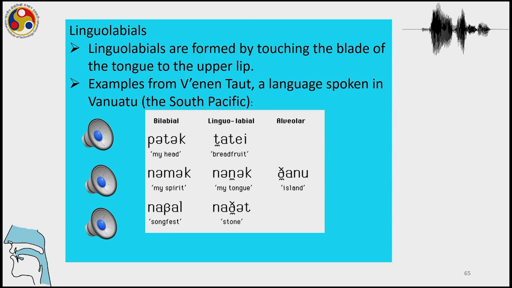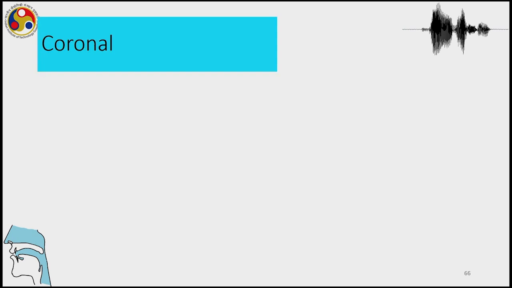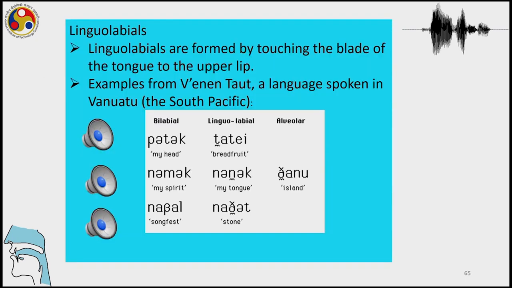So these are the three linguolabials in Vananoth: Tatay, Nimak, Lavet. So again, linguolabials are rare in the languages of the world.